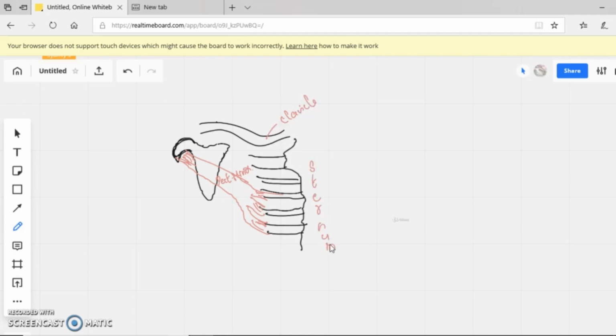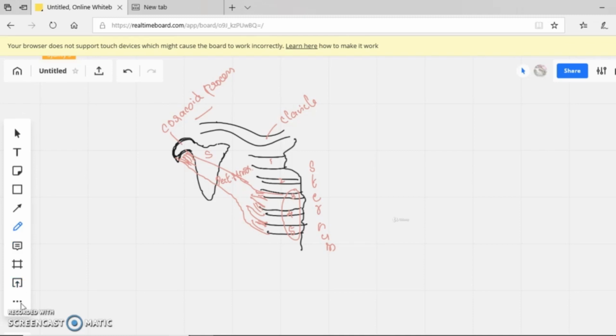sternum, which is going to give articulation for these ribs such as first, second, third, fourth and fifth rib. Among that, third, fourth and fifth ribs are responsible for origin of pectoralis minor muscle, and here we have scapula with a process called coracoid process. So we will be having coracoid process, which is responsible for the insertion of this pectoralis minor muscle. That's all about the pectoralis minor origin and insertion you have to remember for your exam purpose.